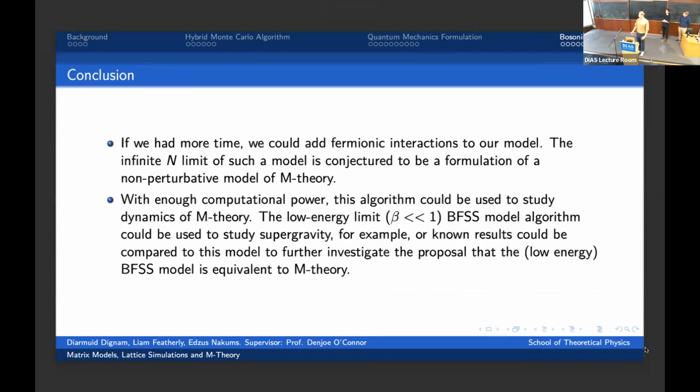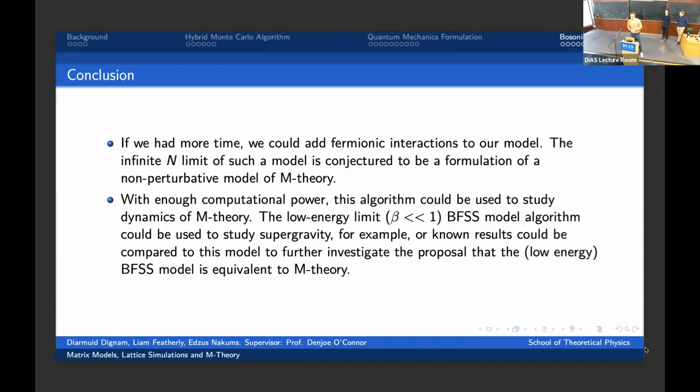But yeah, that's basically it. We wrote that algorithm. We checked that it works with what we expect analytically. If we had more time, we would have added fermionic interactions to our model. And the infinite n limit of such a theory is conjectured to be a formulation of non-perturbative M theory. Unfortunately, we didn't have time for that. But our algorithm with that modification could then be used to study the low energy limit of the BFSS model. That's basically our project, and we'll take any questions if anyone has any.